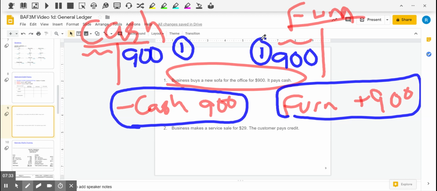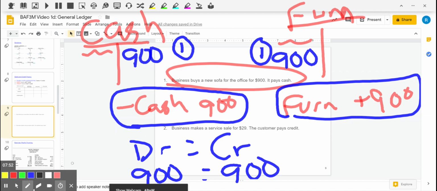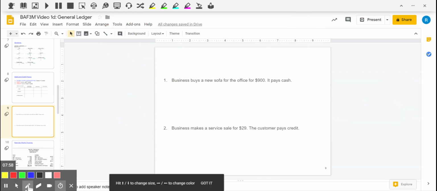Okay, so now we double check this transaction. In this transaction, do debits equal credits? The answer is yes. We debited one account, furniture, for $900, and we credited cash for $900. So this is double entry bookkeeping. We always will debit an account and credit an account, at least one of each, and check to make sure that they balance. Okay, so let's do one more example really quickly, then I'll show you the T accounts.